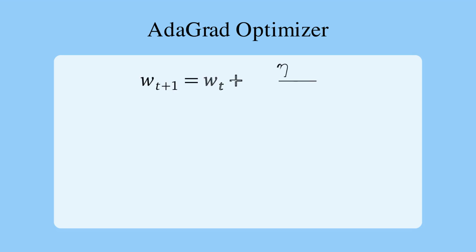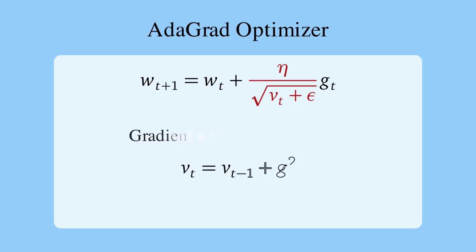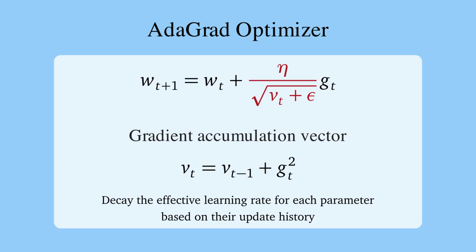Diving into the adaptive learning rate methods, let's start with the update rule for AdaGrad as shown here. As you can see in this equation, the global learning rate eta is divided by a vector which is the square root of v sub t. This scaling results in a new effective learning rate specific to each parameter. V sub t is the running average of the squared gradients.